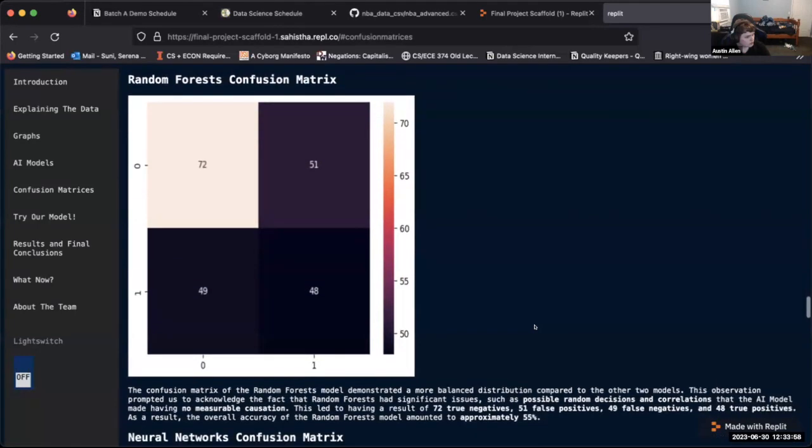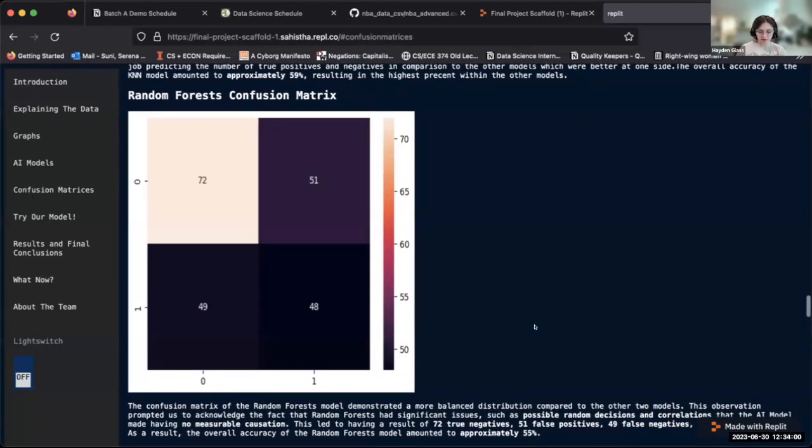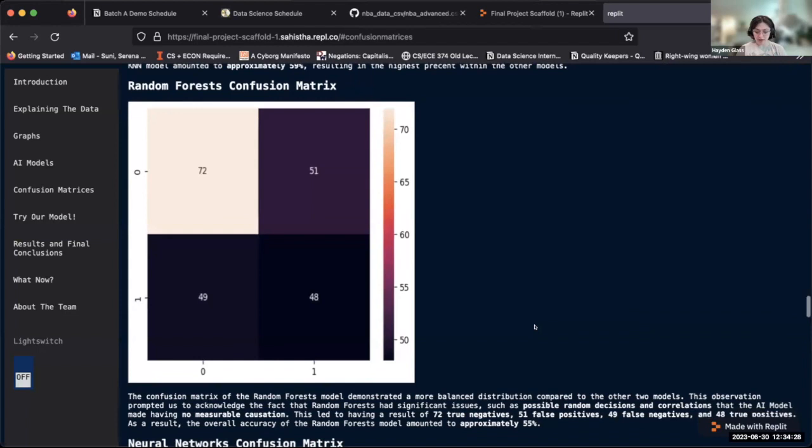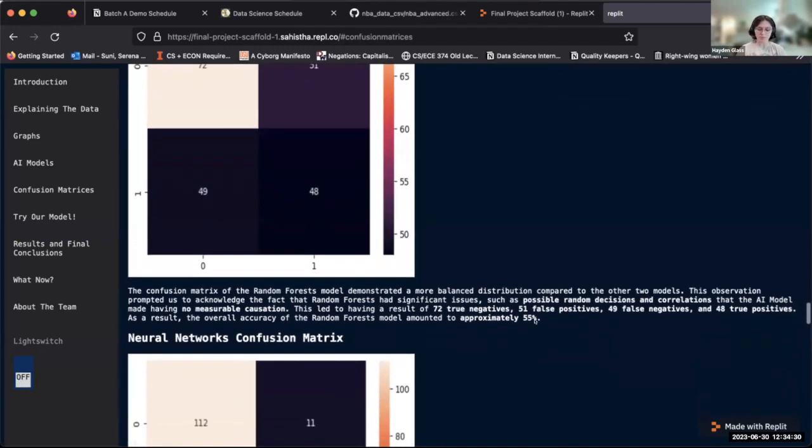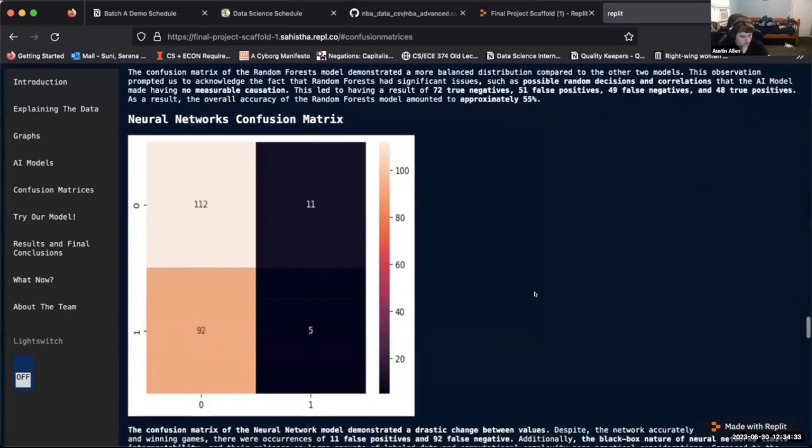The confusion matrix for the random forest model demonstrated a more balanced distribution compared to the other 2 models. This observation prompted us to acknowledge the fact that random forests had significant issues, such as possible random decisions and correlations that the AI model made having no measurable causation. This led to a result of 72 true negatives, 51 false positives, 49 false negatives, and 48 true positives. As a result, the overall accuracy of the random forest model accumulated to approximately 55%.